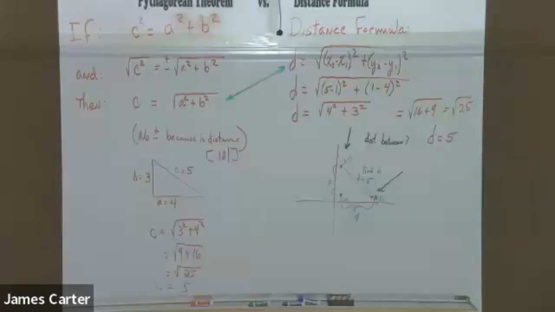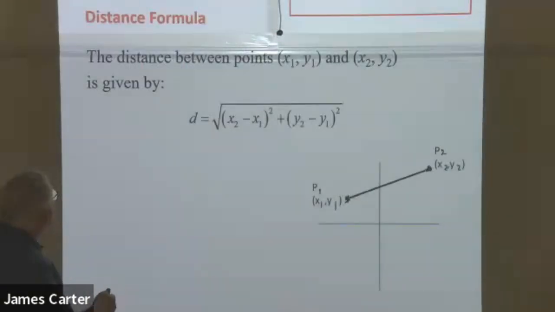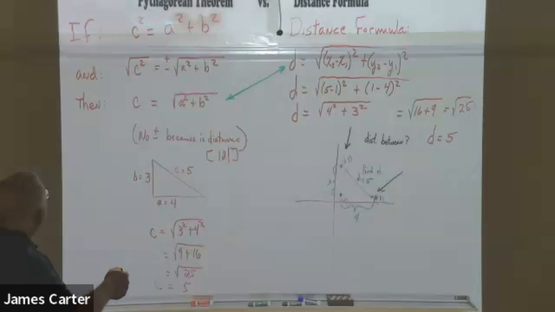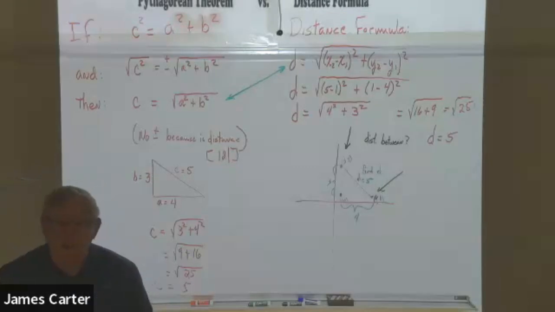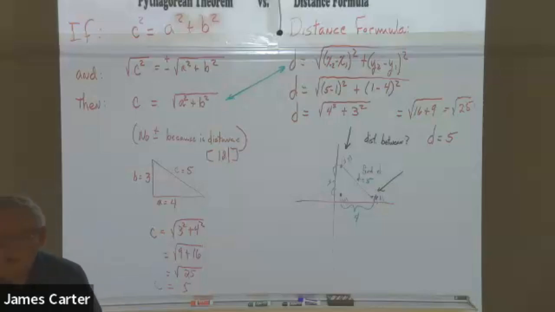Okay. Now, a little bit of review. Now it decides to work. The Pythagorean theorem, c squared equals a squared plus b squared. Hopefully all of you are familiar with that. Now, what I'm doing right here with this page is I'm drawing an analogy for you. Today we're going over the distance formula.